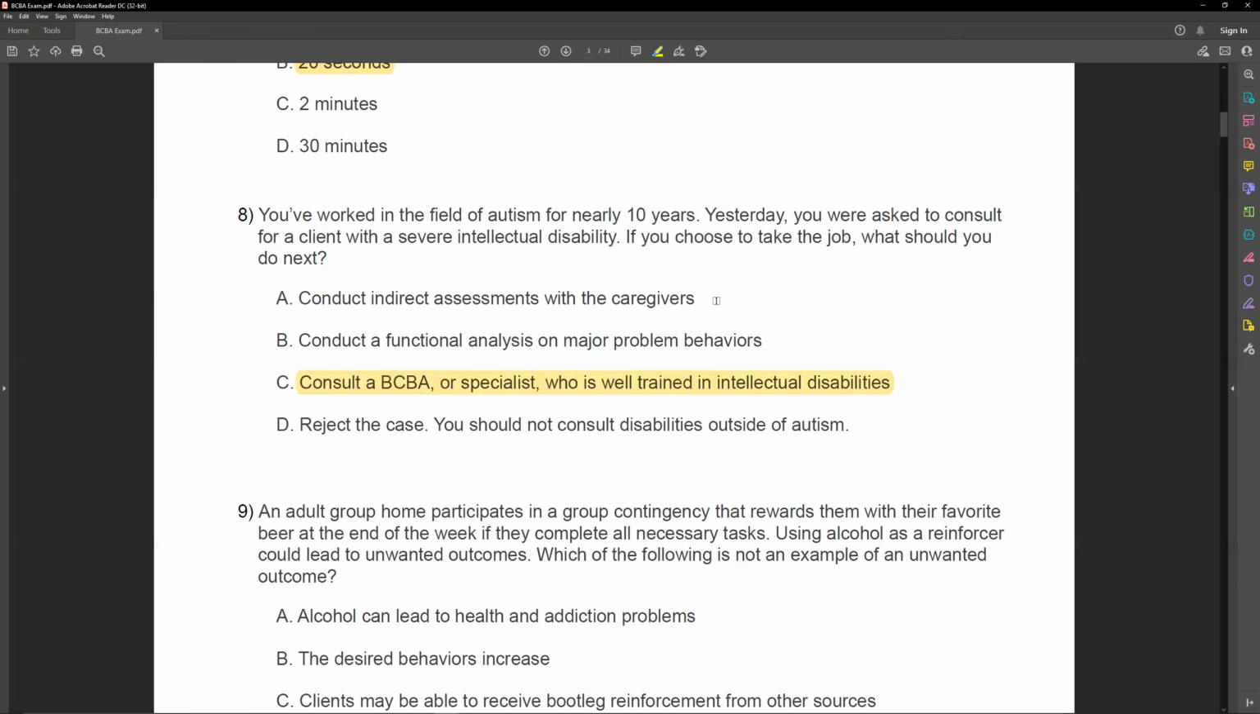D, reject the case. You should not consult disabilities outside of autism. That's of course not true, right? We can consult on all kinds of things, but it must be within our competency. If we are not competent in that area, we need to receive training or we need to deny services.